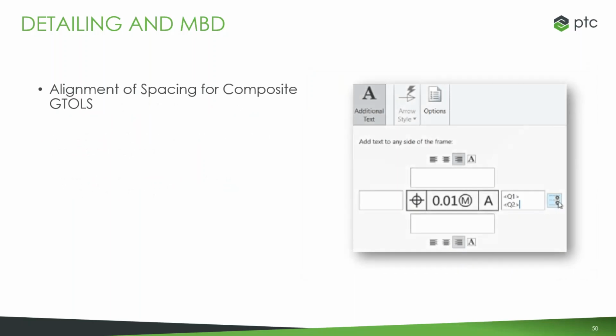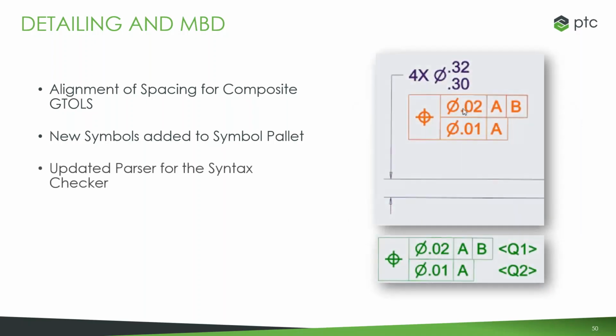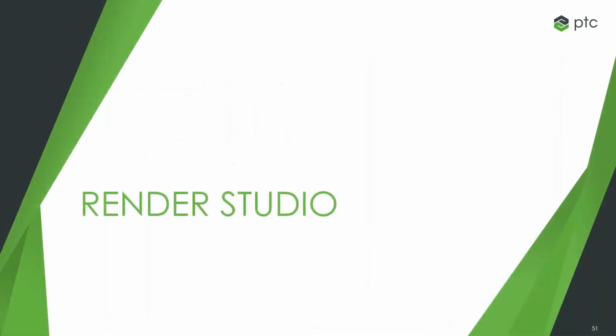Another example is the alignment of spacing for composite GTAL. So how do you want these to fit together? New symbols, some particularly exciting ones are the angularity, symmetry, but there are a number of other very good symbols as well, so take a look at those. Updates to the parser for the syntax checker. This helps to keep you formatted for the new standards. Just keeping an eye on making sure that all of your callouts are up to date.